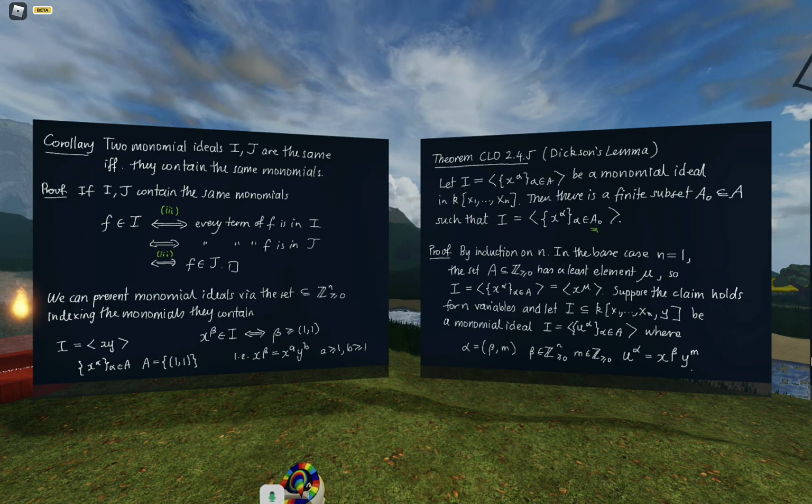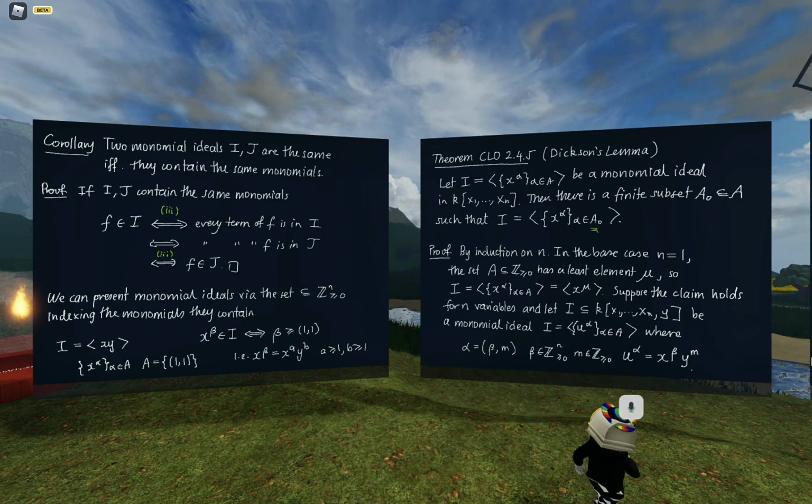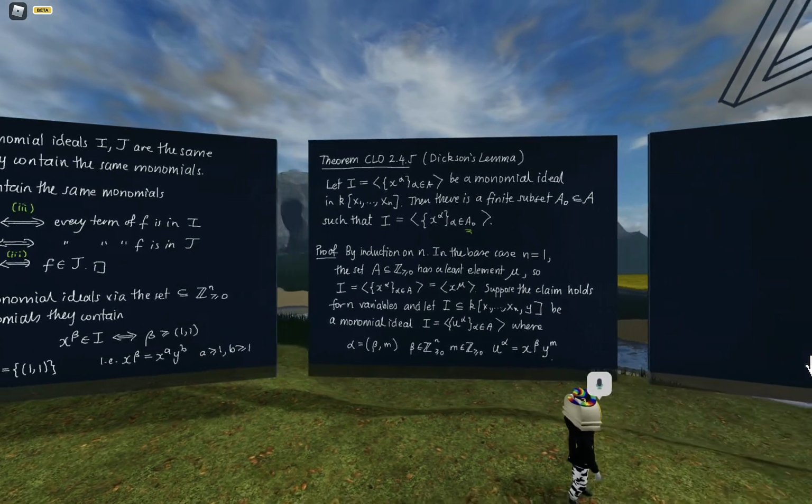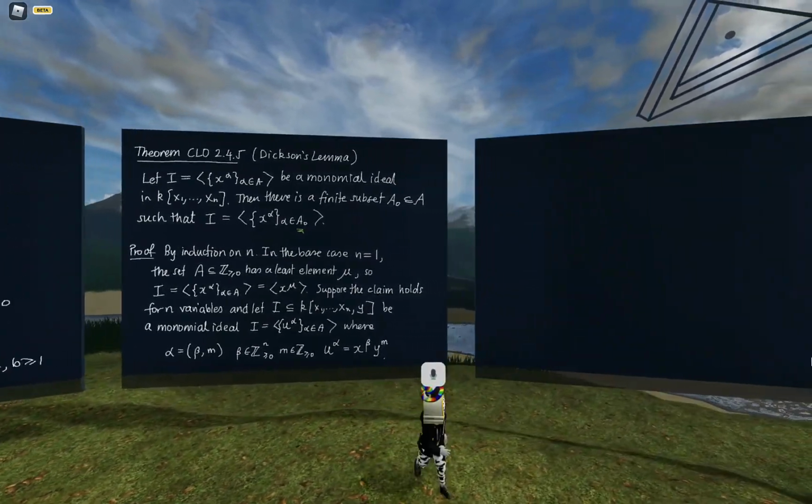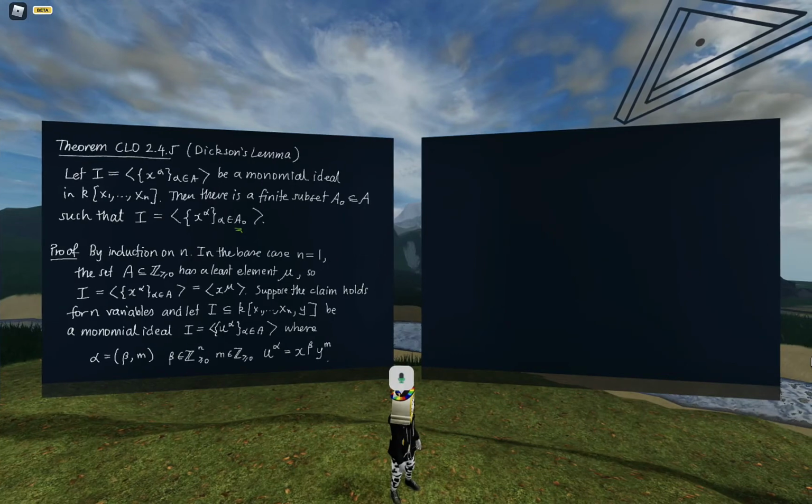So x to the beta means x1 to the beta 1 dot dot dot xn to the beta n. And I'm just dividing this tuple alpha up into two parts, the x part, which is beta, and the y part, which is just the integer m. So we're supposing we're given some potentially infinite set A of such tuples.